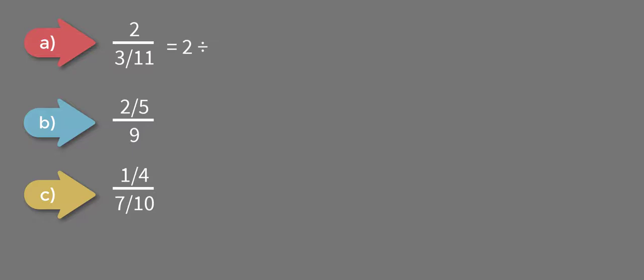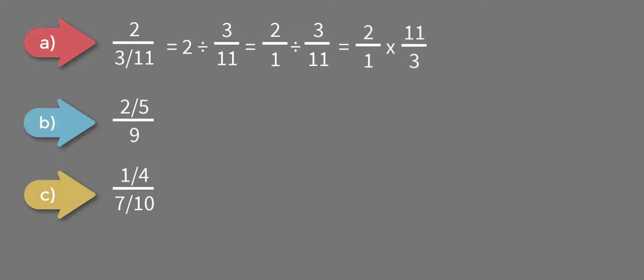So that's 2 divided by 3/11, which equals, we'll go ahead and write an extra step in here, 2 over 1 divided by 3/11. Now we multiply by the reciprocal. So that equals 2 over 1 times 11 over 3. We just flip what we're dividing by. Multiply across the top. That's 2 times 11 over 1 times 3, which equals 22 thirds.